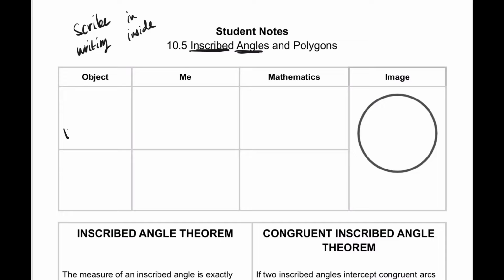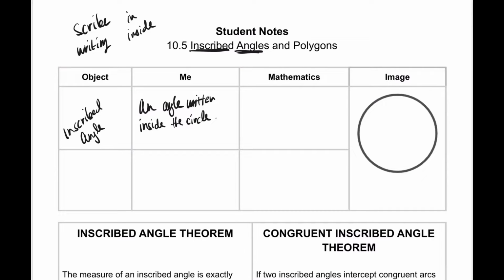That's our first word, by the way, an inscribed angle. It is an angle that's scribed inside. I'm going to write this. I think of it like this: an angle written inside the circle. Okay?